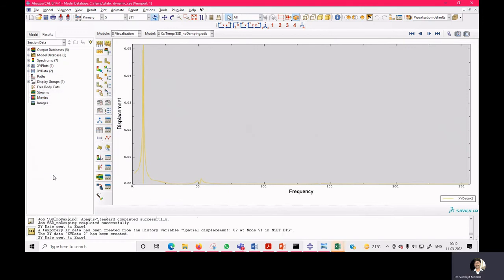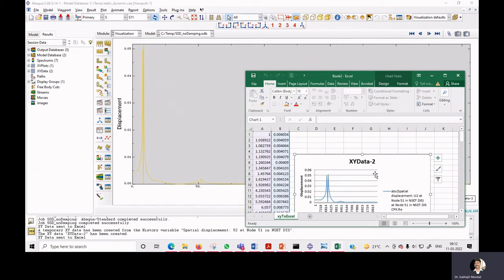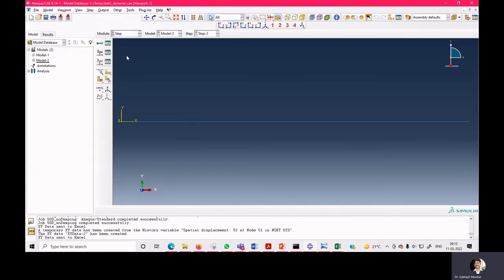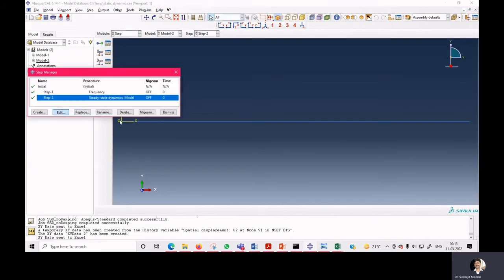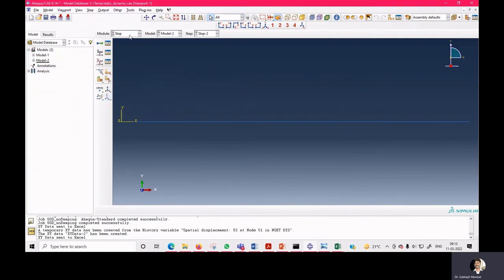Here again we will extract the data in Excel. Okay, now we have one more data set, that is your XY data 2. Now what we are going to do, again we are going to increase the damping. So here instead of 0.01 we can write 0.5. Okay, and we'll run the job.